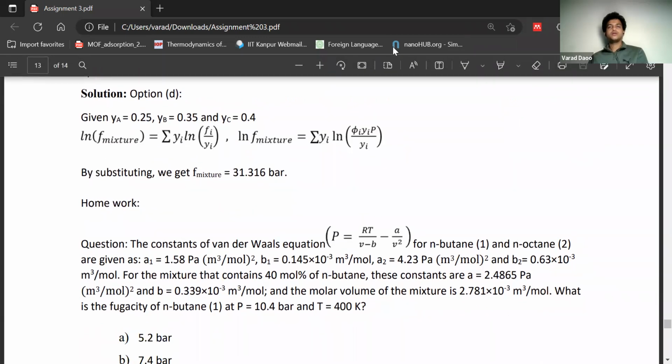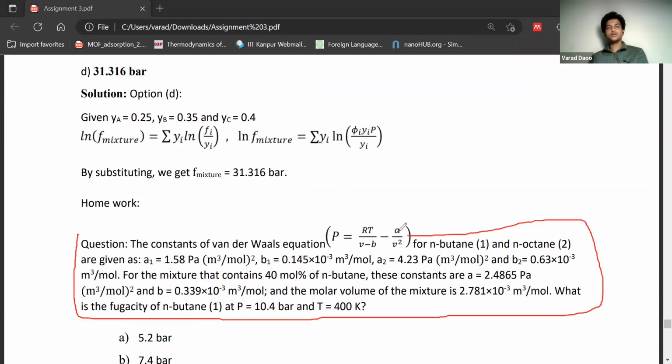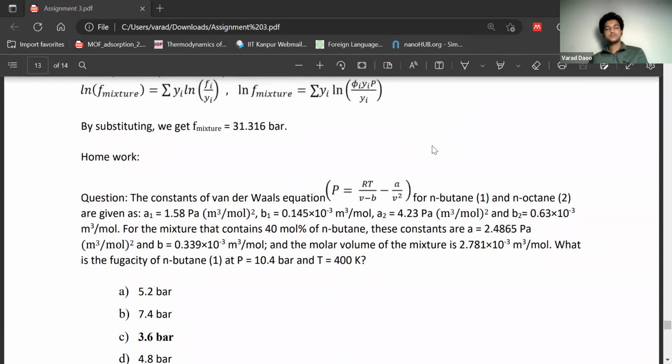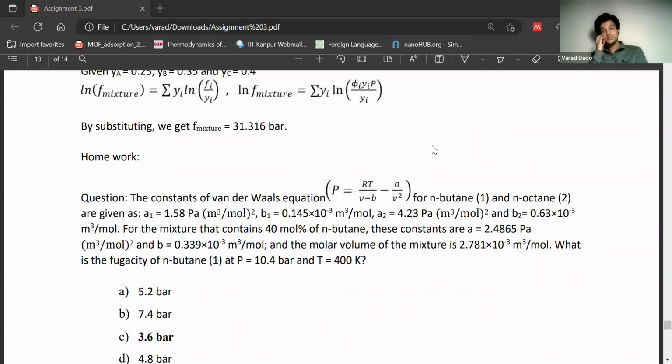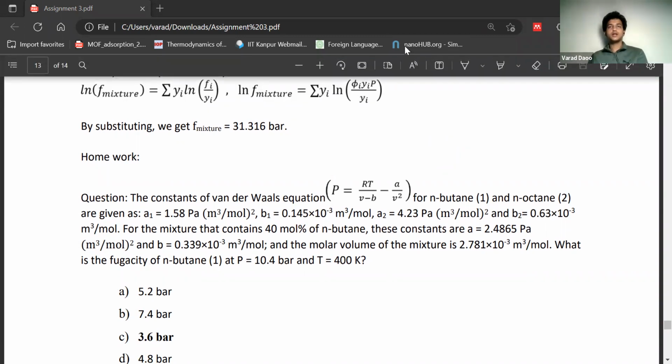If the question is clear to everyone, then you can note down this question. This is the question which I am giving as homework, and we can discuss it in the next class. Okay, the options also. You can just take a note of this question. So I'll read the question and I'll explain.